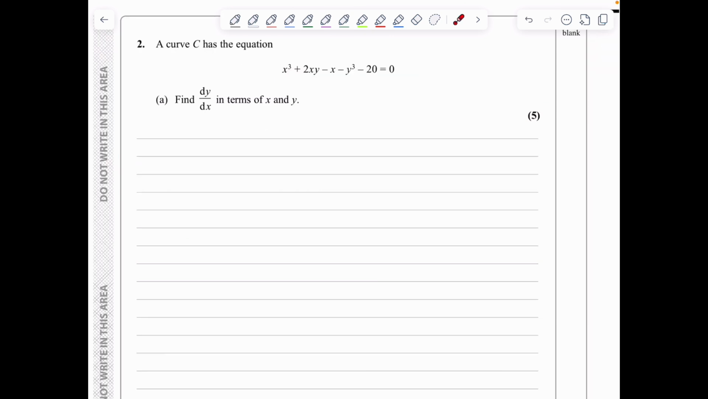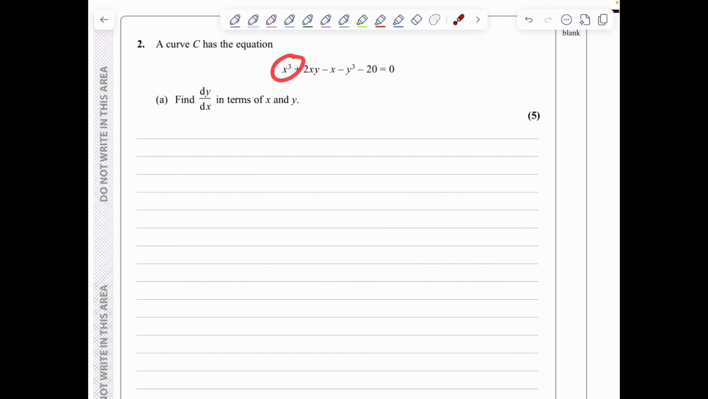In question 2, we're given the curve C with this equation, and we need to find dy/dx in terms of x and y. This is a question requiring implicit differentiation, so we differentiate from left to right. We apply all rules of differentiation as usual. If we happen to be differentiating a term in y, we put the dy/dx term as well.